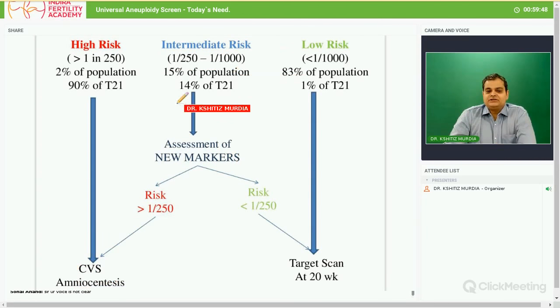If a patient falls in the intermediate group, you can do two things. Either you can assess the newer markers like facial bone, facial angle, nasal bone, ductus venosus, and calculate the newer risk. If the patient still falls in the higher risk group, go for invasive testing. If after the newer risk calculation the patient falls in the low risk category, go for the target scan.